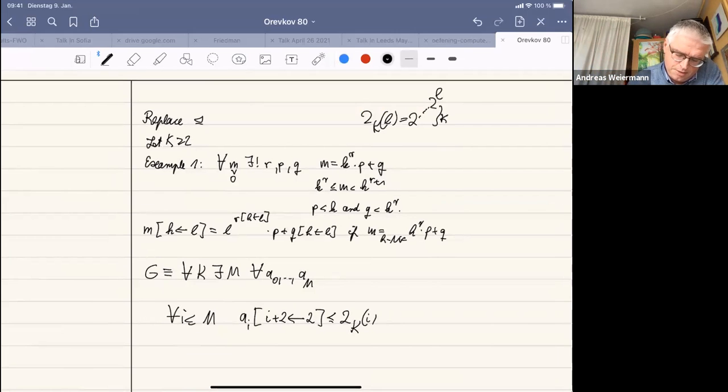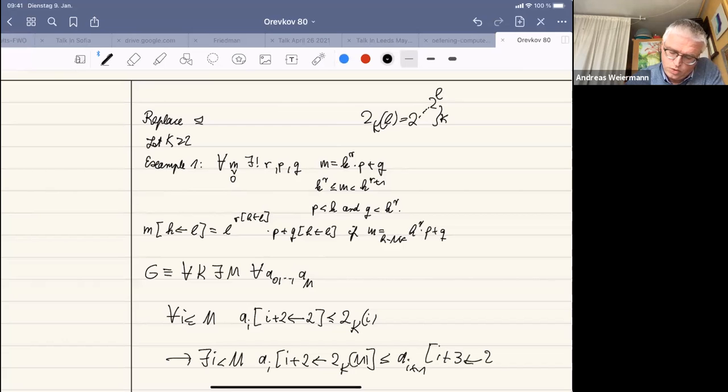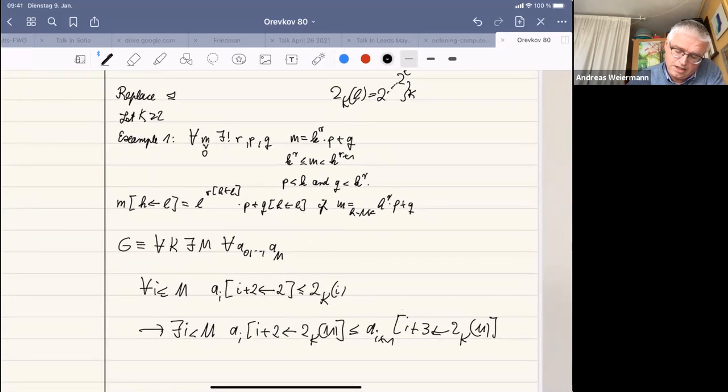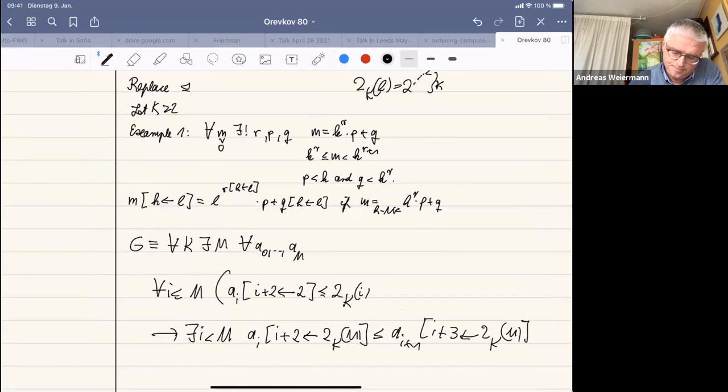If this holds, then there exists an i less than m, such that if I take a_i, replace base i plus 2 by 2_k(m), then this is less than or equal to, I take a_(i+1) and replace base i plus 3 by 2_k(m). Now, this is again an arithmetical statement, only speaking about numbers. What I need here is only the notion of replacement of a base.